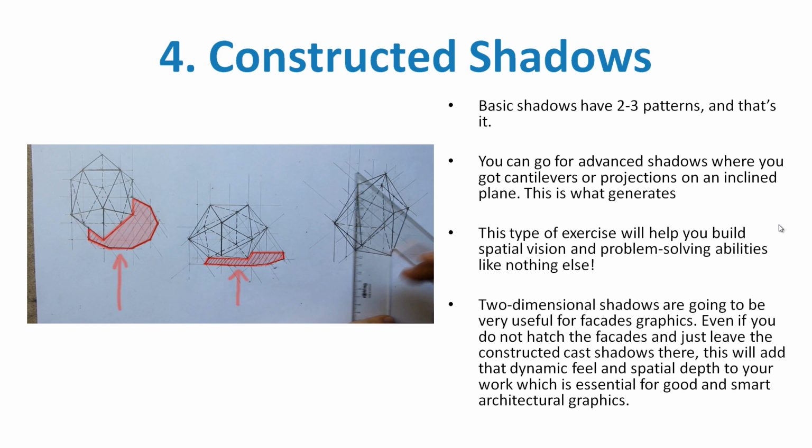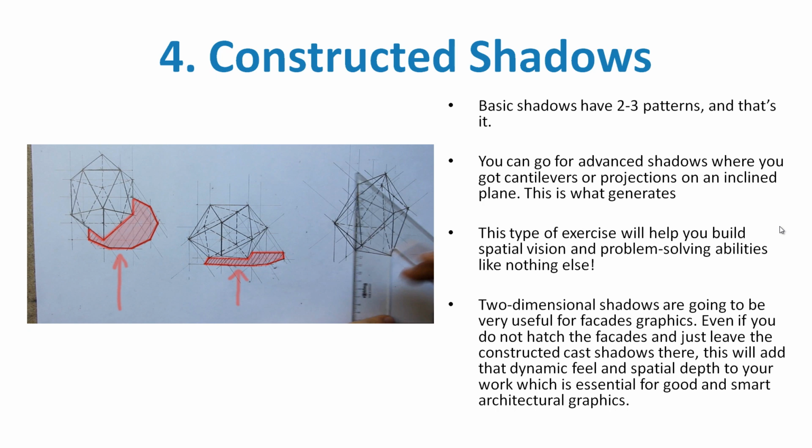Constructed shadows, these are going to be interesting for weird volumes. When you're starting off, you've got just a couple of patterns, okay, of constructed shadows. But then as you keep moving on with your exercises, with your drawing prowess, you keep seeing more and more of these patterns. These simple ones just go on autopilot, they're standard, but you go for the weird ones which aren't predictable and which you need to problem solve on the spot, so to speak. Again, spatial vision, problem solving, very important stuff.